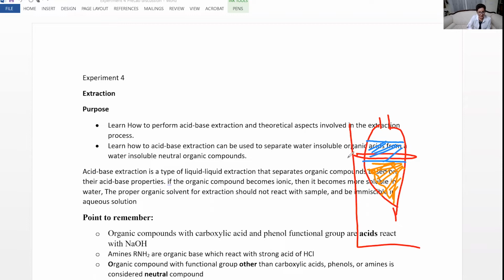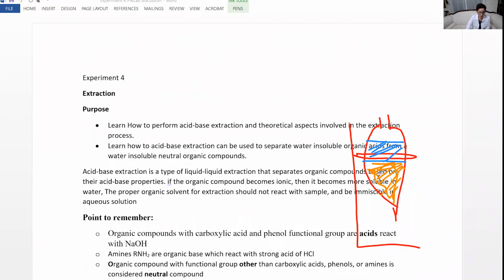Now, at the beginning, when you have organic acid and organic neutral compound, both of them would dissolve in an organic solvent, like ether. And then we are going to change the pH, or use sodium hydroxide, in order to change the organic acid to the salt of the acid. And because it's a sodium salt of the acid, it is going to dissolve in aqueous solution, and it will come into the aqueous layer.